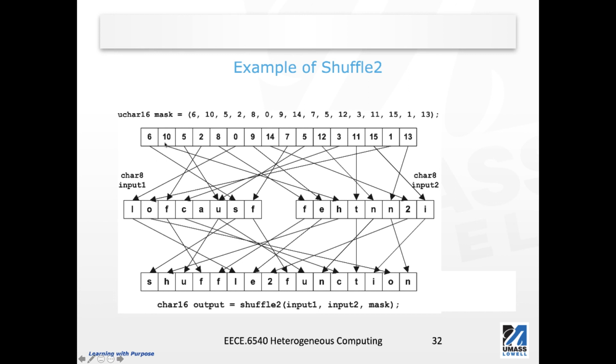So what you expect to see is that for the values in the mask, we expect values from 0 to 15, because we are talking about 16 possible locations in these 2 input vectors.